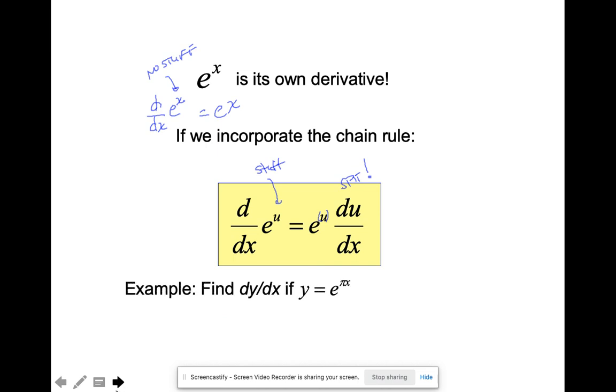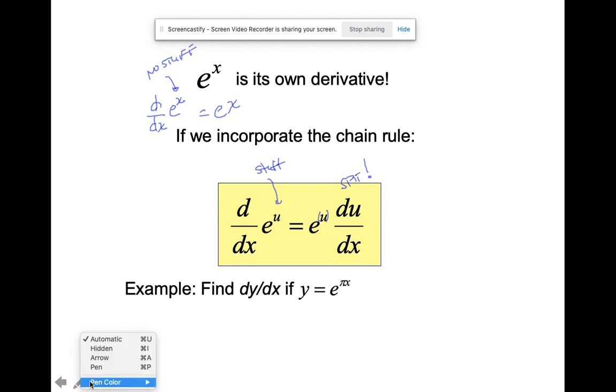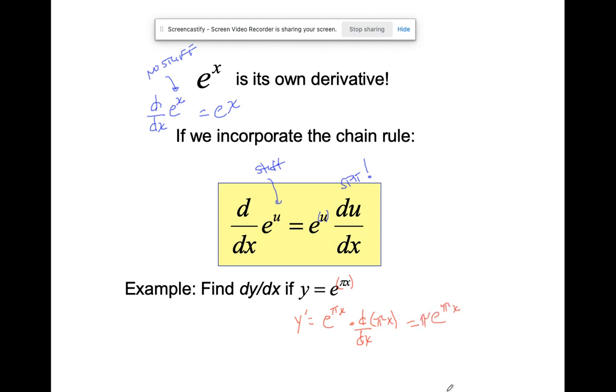So for example, find the derivative of y with respect to x if y is equal to e to the stuff. The derivative of e to the stuff is e to the, don't touch the stuff, times the derivative of the stuff. It's traditional to put the coefficient in front, right? Pi is a number just a little bit bigger than 3, but it is a number, not a variable, right?